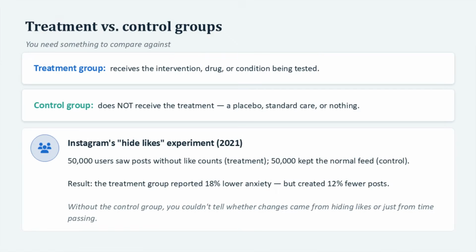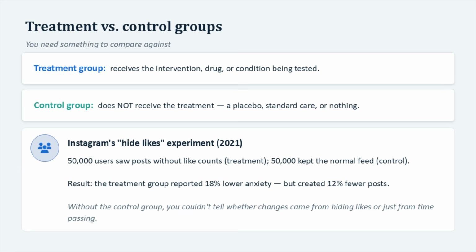Okay, so a good experiment needs something to compare against. You can't just try something on one group, see what happens, and call it a day. That's where these two groups come in. First, we have the treatment group. The treatment group is the group that receives whatever you're testing. Maybe it's a new drug. Maybe it's a new feature. Maybe it's some other kind of intervention. That's the treatment group.